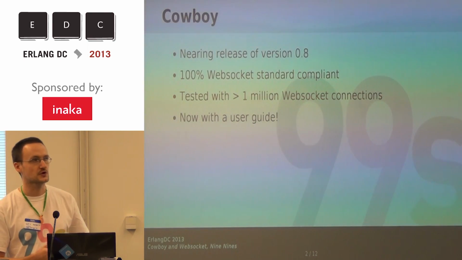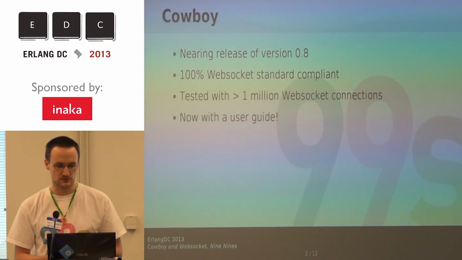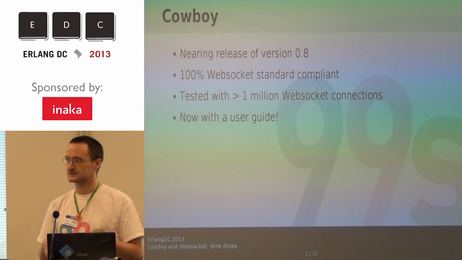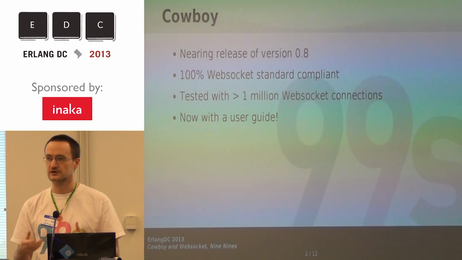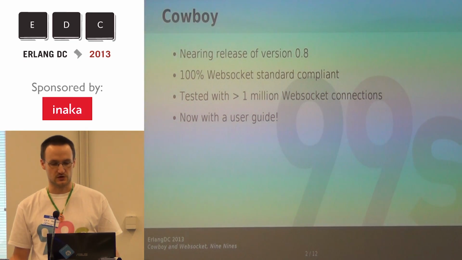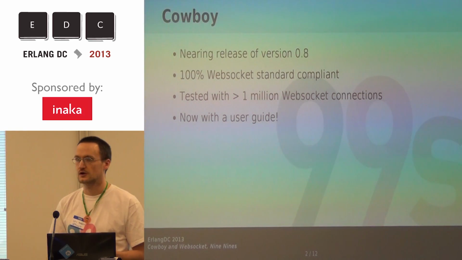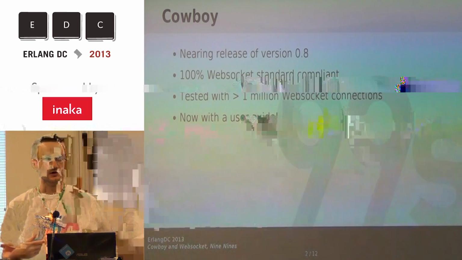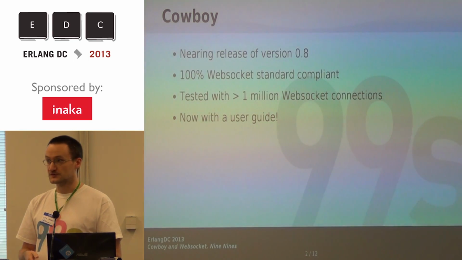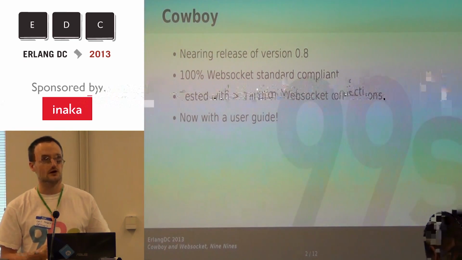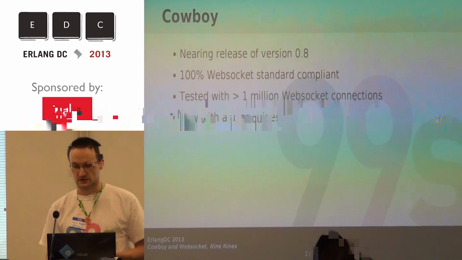First, we have Cowboy. Cowboy is quite new. It's maybe 2 years old now. It's received a lot of development, including in recent months. It's still a work in progress, but it should be almost ready. On the WebSocket side, it's fully standard compliant. WebSocket is now a standard. It has an RFC, we will see it afterwards. And Cowboy has been tested with 1 million concurrent connections on a single Amazon EC2 instance. So that's pretty good, I think.